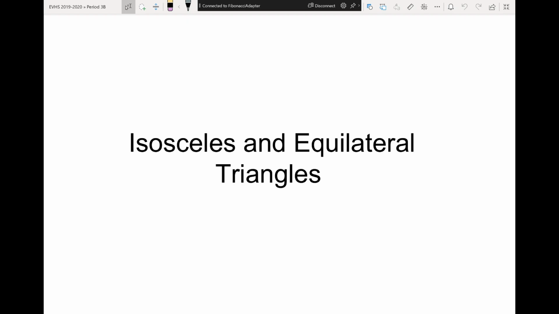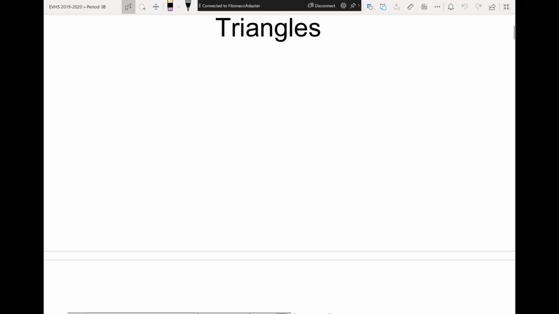And anyway, we're doing isosceles and equilateral triangles. I know that you guys know already what isosceles and equilateral means. You should have gone over that in your middle school math classes. So, let's just jump right into it.